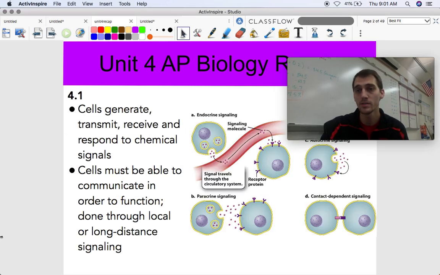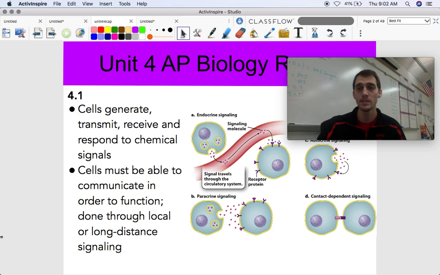4.1, so this is about cell communication, right? If you're a cell that's part of a multicellular organism, like say a human being, or if you're an amoeba or a euglena or a little bacterial cell, you still need to be able to communicate with other cells in your environment, or with other cells as part of the tissue that you form so that you can form this functional organism, right? So cells have to generate, transmit, receive, and respond to chemical signals. It's part of the requirements of being a living thing, being able to respond to things in your environment. And cell communication is one of those factors.